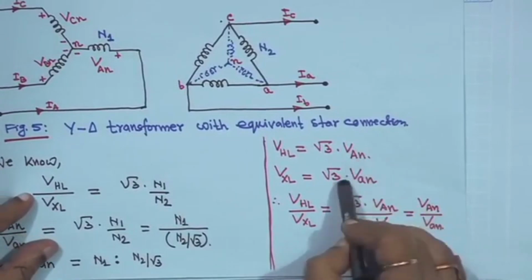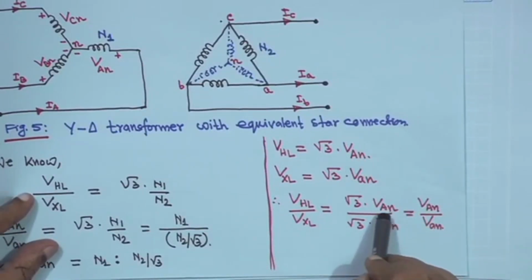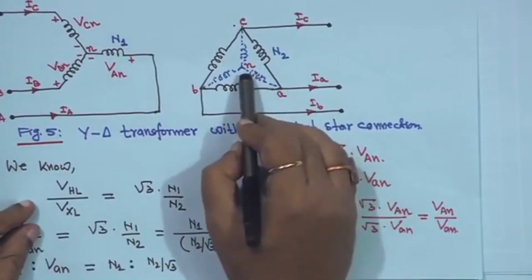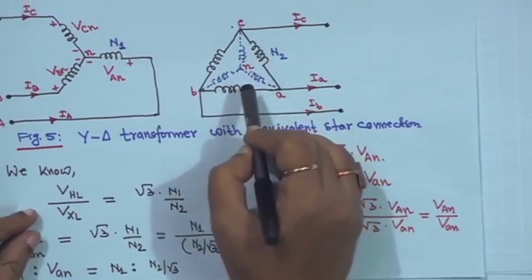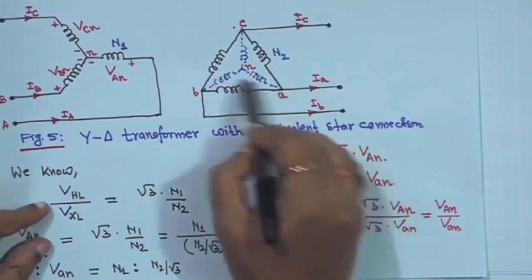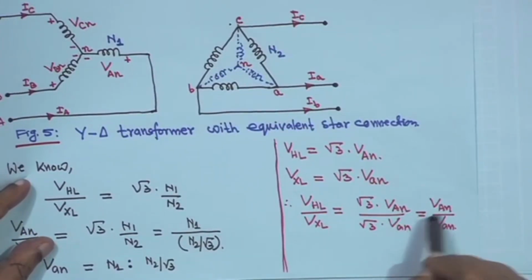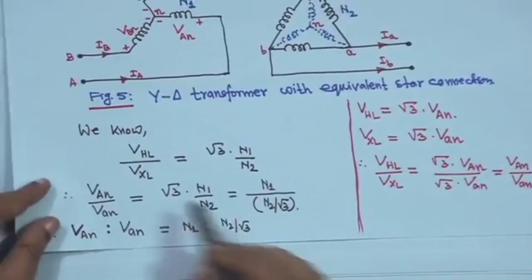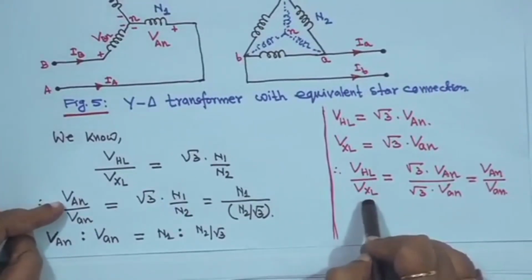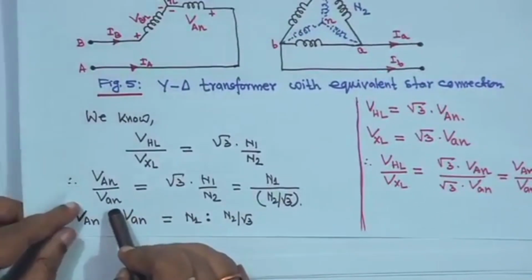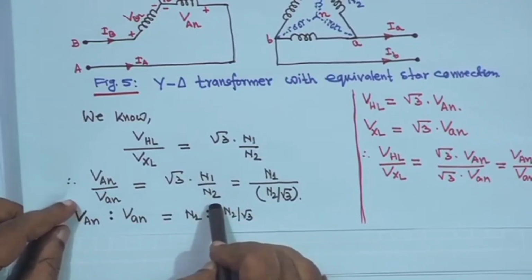Therefore VHL upon VXL is equal to root 3 VAN divided by root 3 van, where capital VAN is the phase voltage of the star side and small van is the phase voltage of the equivalent star obtained from the delta. Root 3 will be cancelled, so it is equal to capital VAN upon van. This much you have understood. Therefore VHL upon VXL is equal to VAN upon van, which is equal to root 3 into N1 upon N2.